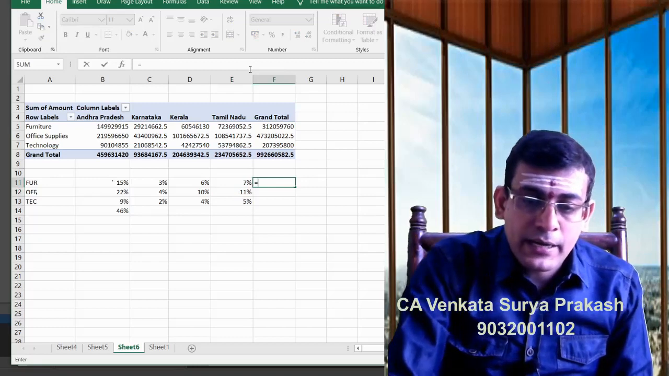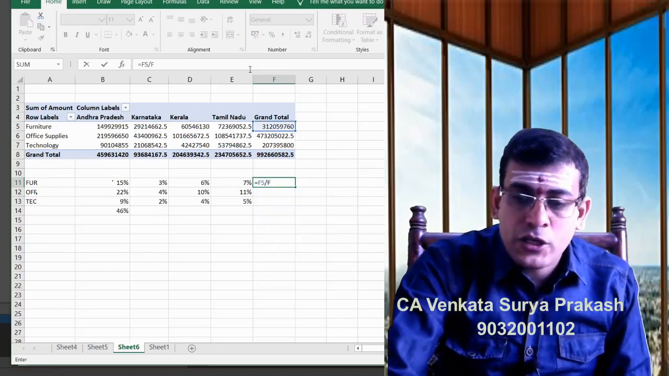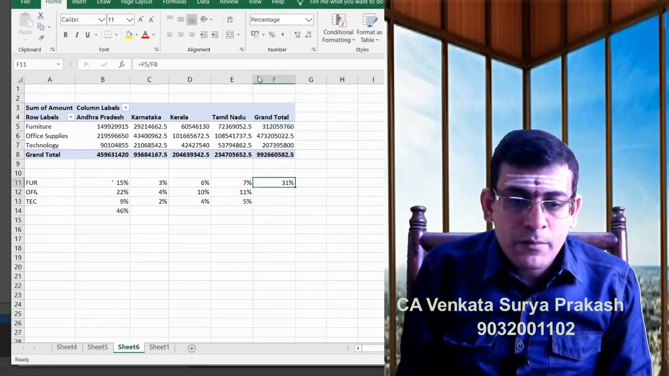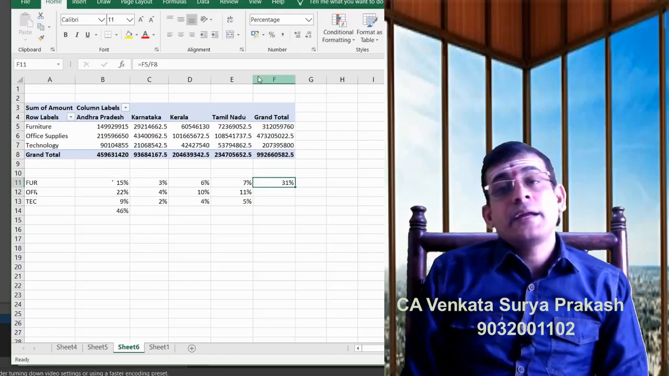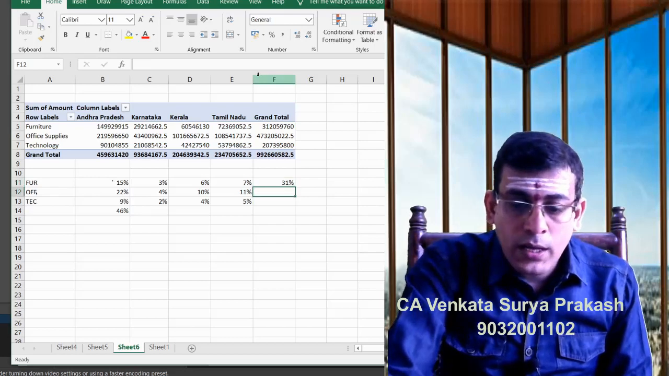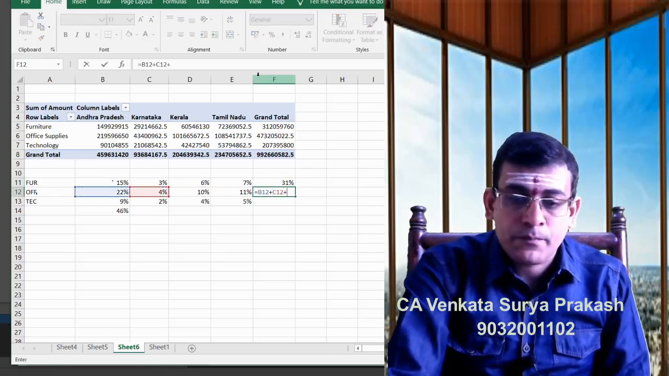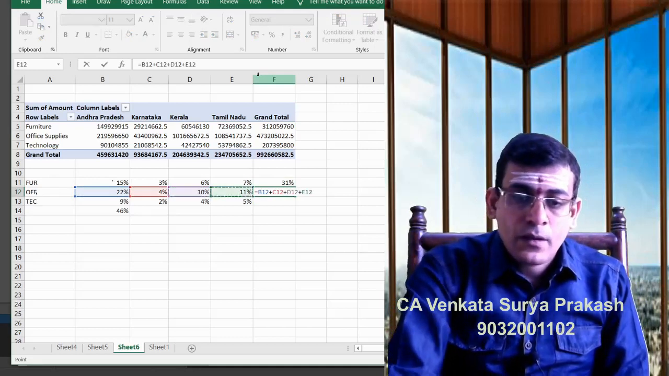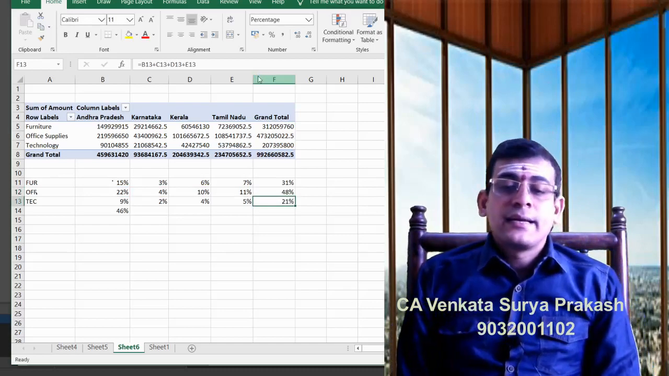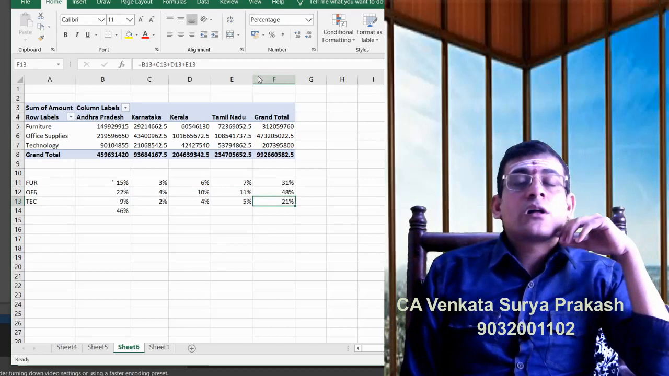Now if I focus on the total aspect, what was your revenue segment? Already we have calculated this. Total revenue from the furniture business is going to be 31%. So what is the breakup of this 31%? This is nothing but 15, 3, 8, 6, 7. I can have a complete breakup. Then the total revenue share from office supplies is this. This is the total revenue percentage which the management is getting. Like the 21% is the total revenue from the technological segment.